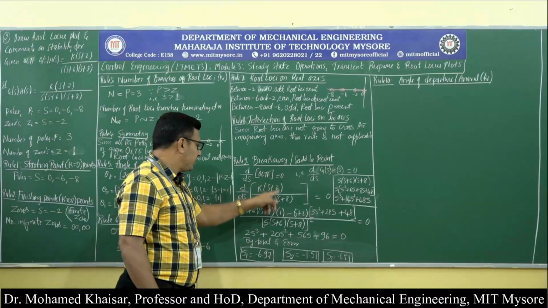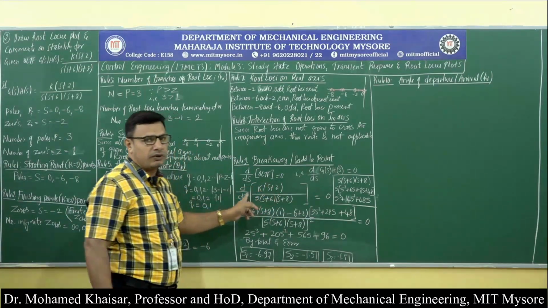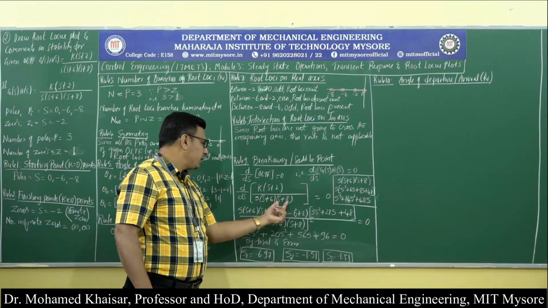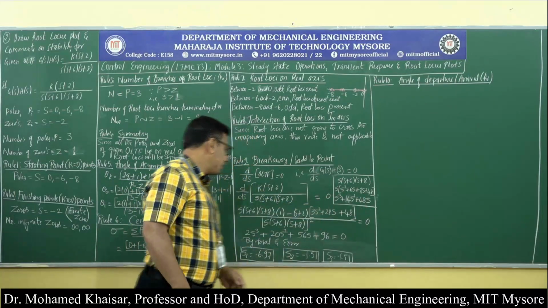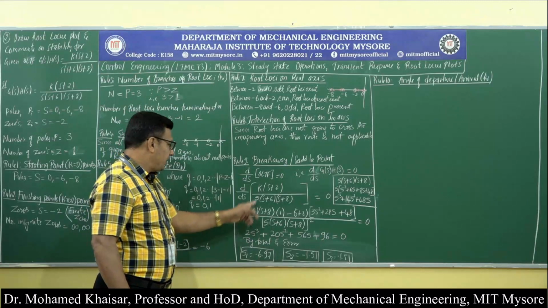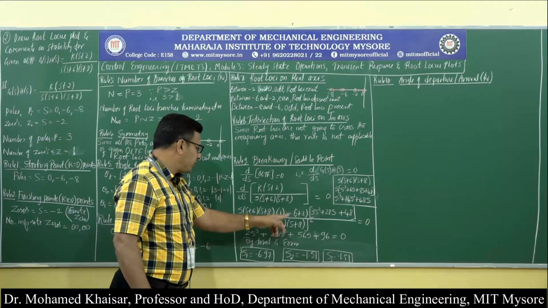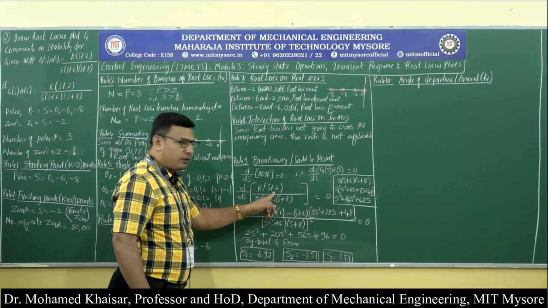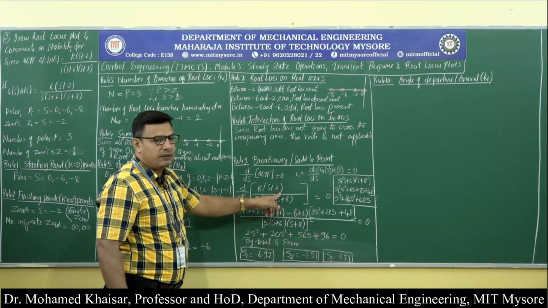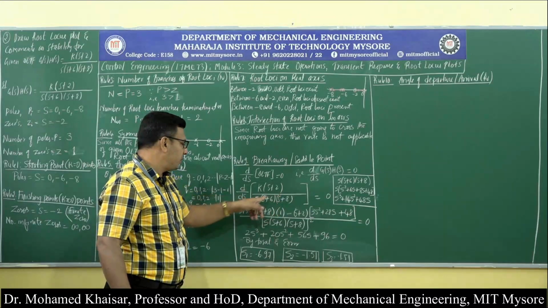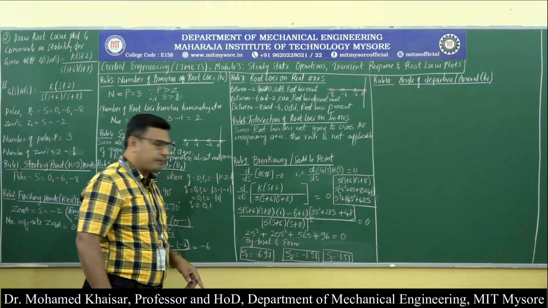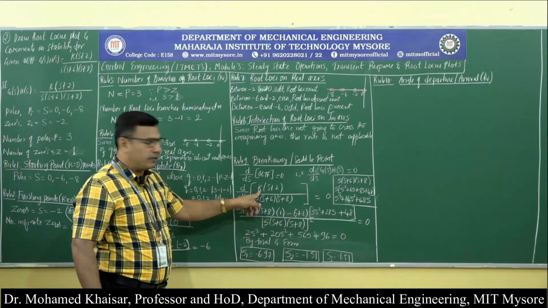So d/ds of G(s)H(s), where G(s)H(s) is K into (s+2) divided by s into (s+6) into (s+8). We have eliminated these brackets, and then we got this one. Now, if you apply the u by v rule, v d/ds of K into (s+2): K as well as 2 are constants, so the differentiation of a constant is going to be 0. In K into s, only K will be retained, and s will go.